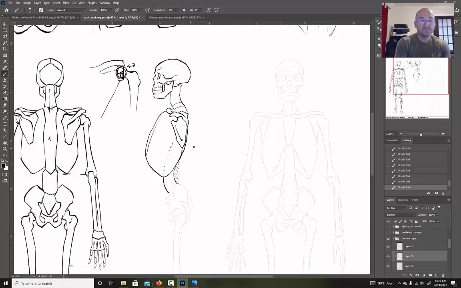The other thing that you're going to see that is missing in a female skeleton is this little guy. Everybody knows what that is. That is the Adam's apple. That is a bone in the male skeleton.